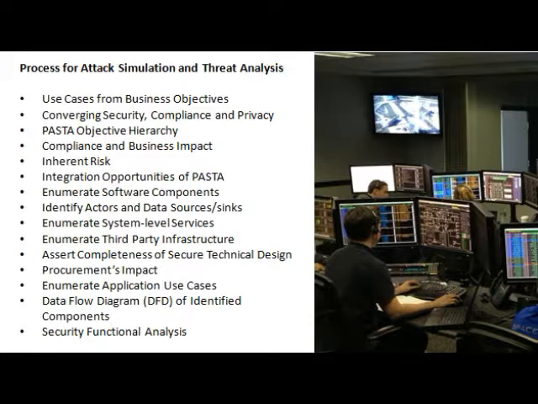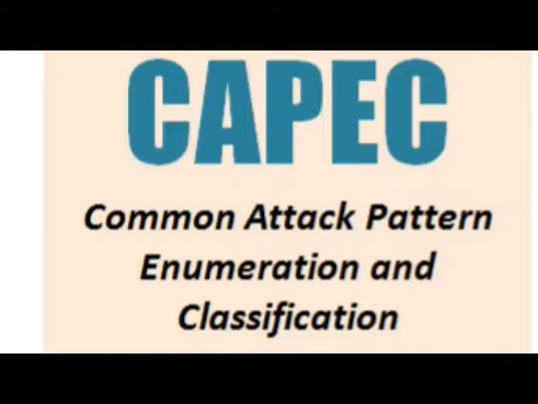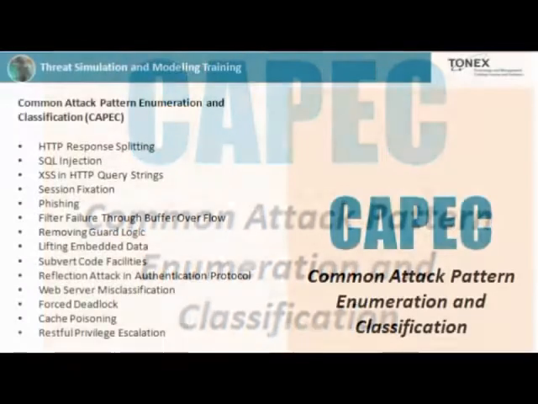Enumerate software components. Identify actors and data sources, sinks. Enumerate system-level services. Enumerate third-party infrastructure. Assert completeness of secure technical design. Procurement's impact. Enumerate application use cases. Data flow diagram, DFD, of identified components. Security functional analysis. Common attack pattern enumeration and classification, CAPEC.